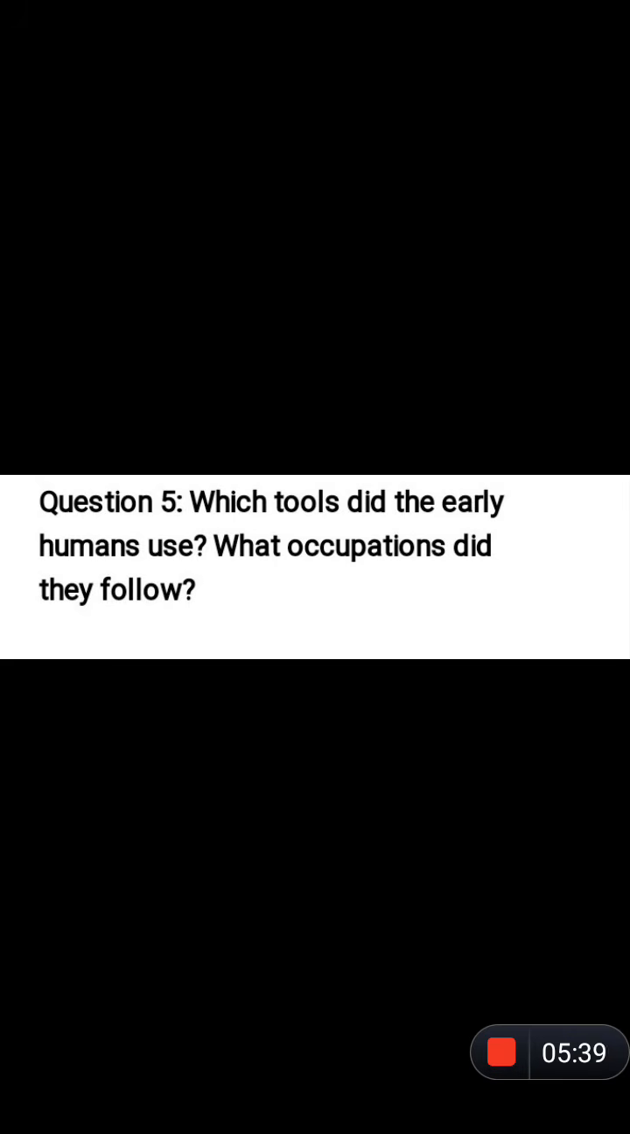Okay, now we have question number five, and this would be the last question for this chapter. The question says, which tools did the early humans use? I mean, what kind of instruments, what kind of tools did the people living in the Paleolithic period or Stone Age use to survive? What occupations did they follow?